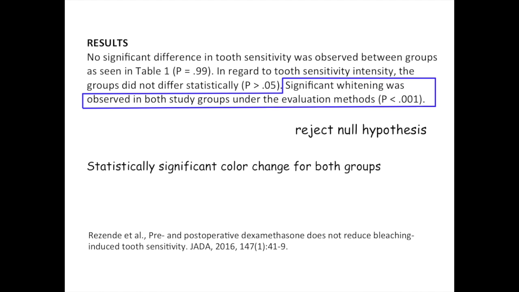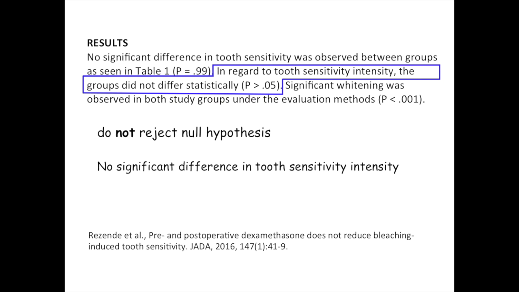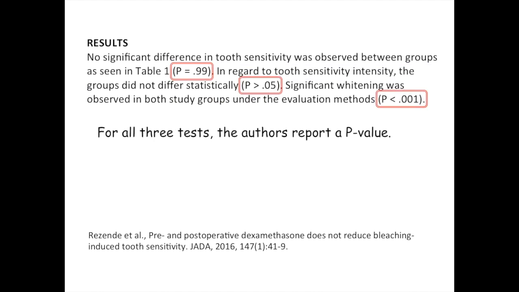for both treatment groups, which means that they rejected the null hypothesis of no color change after bleaching. They found no statistically significant effect of corticosteroid on tooth sensitivity, so the null hypothesis of no difference in tooth sensitivity between the two groups was not rejected. They found similar results for the intensity of tooth sensitivity, no statistically significant difference between groups. The researchers reported p-values, which provide the statistical support for their findings. Let's look at what these numbers mean.